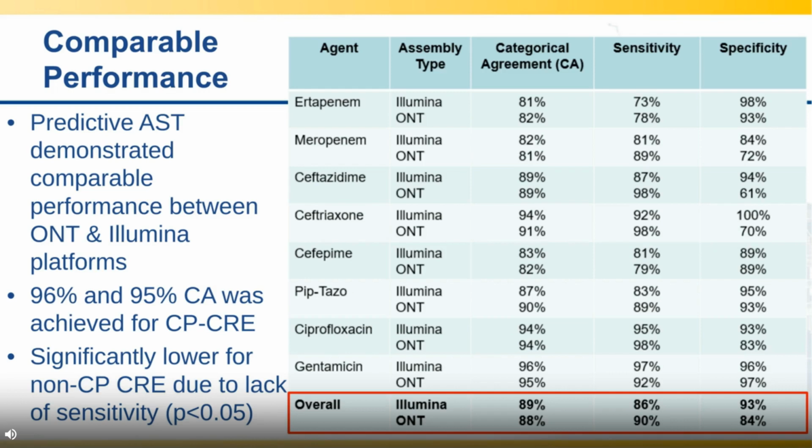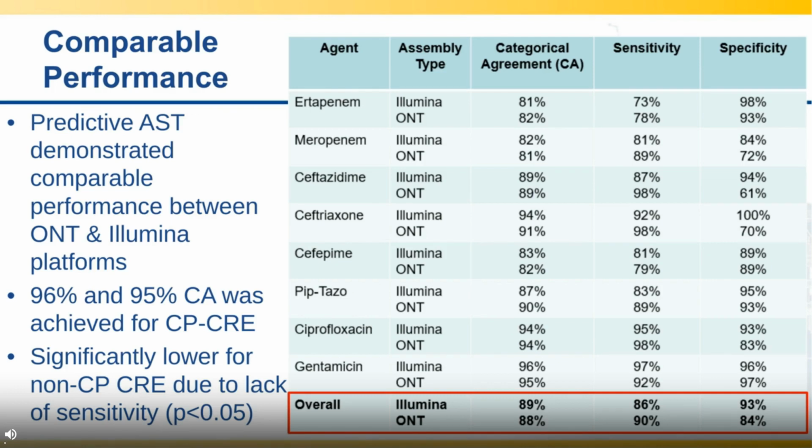And what was really exciting is that we found predictive AST demonstrated comparable results for both Nanopore and Illumina data, which is exciting because, again, although the Nanopore data has a higher error rate, it looks like some of our bioinformatics tools and analysis pipelines can help us overcome that and allow us to use these tools for prediction in real time in the clinical setting, where the overall agreement that we've seen was 89% for Illumina for categorical agreement versus 88% for Nanopore.